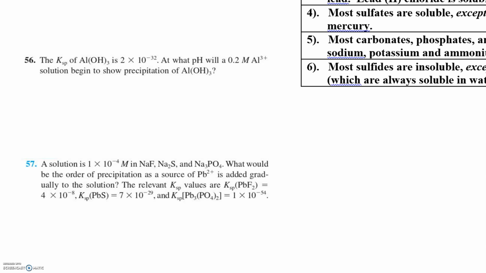Be careful with number 56. It's not difficult. You're just going to be thinking in terms of pH instead of in terms of concentration of hydroxide. So when it says what pH, all you got to do is find the hydroxide and then use that concentration to solve for pH. You've done that before.